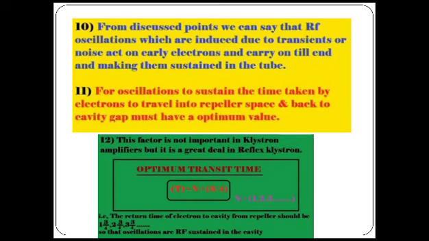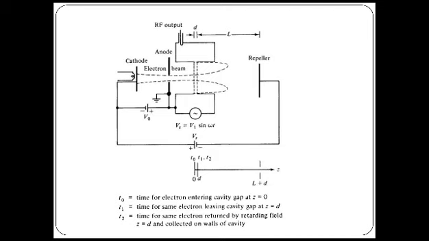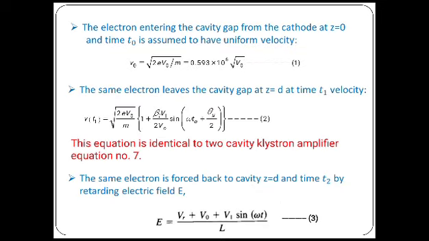For oscillation to sustain, the time taken for the electron to travel into the repeller space and back to the cavity must be the optimum time, which is given by T equals n plus 3 by 4 of the cycle. Let T0 be the time of entering the electron, T1 the time of the same electron at the gap, and T2 the time of the electron returning to the gap.